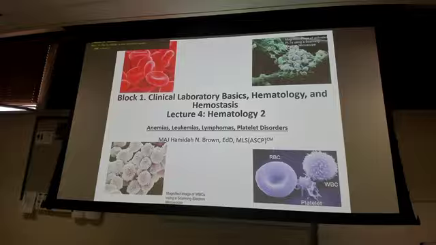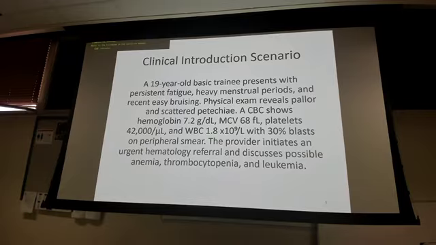Alright. Clinical introduction scenario. A 19-year-old basic trainee presents with persistent fatigue, heavy menstrual periods, and recent easy bruising. Physical exam reveals pallor and scattered petechiae. A complete blood count shows a hemoglobin of 7.2, an MCV of 68, platelets of 42,000, and a white blood cell of 1.8 with 30% blast on a peripheral smear. The provider initiates an urgent hematology referral and discusses possible anemia, thrombocytopenia, and leukemia.